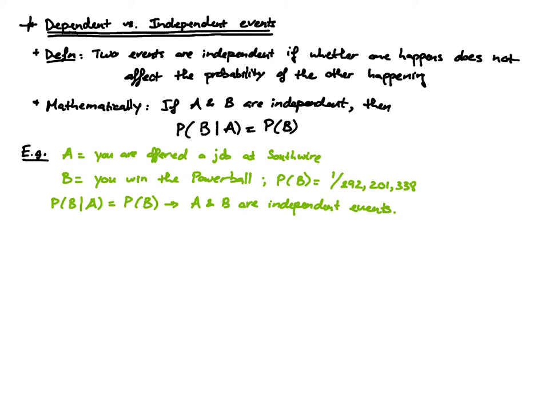Now, this tells us that if two events are dependent, right, then the probability of B given A is not the same as P(B). So whether A happens or not has an effect on B happening. Now, we want to know what the implication is for our multiplication rule.